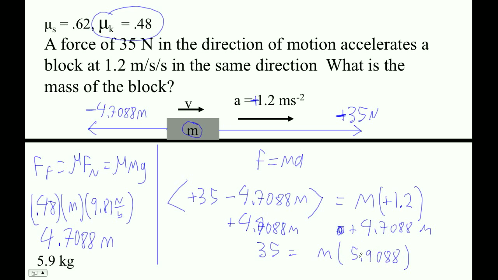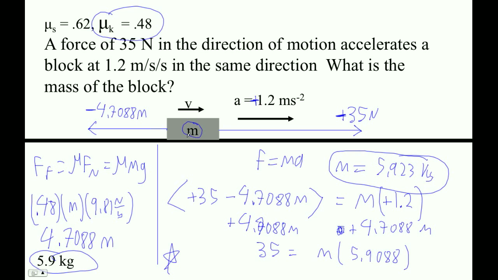We can just divide, right? Okay, what did I do? Oh, divided by. I wonder if that's going to work now. Yeah, there we go. Okay, so then I can solve that for the mass. And the mass equals 5.923 kilograms. Yay.